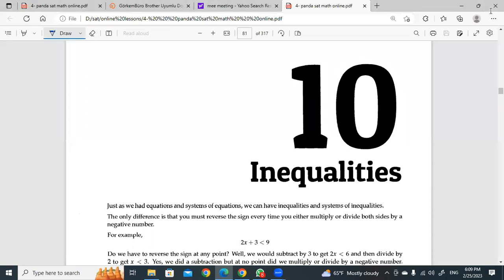We will start today with the inequalities, okay? If you remember, y equals mx plus b, it's the line, right? All of you are here?